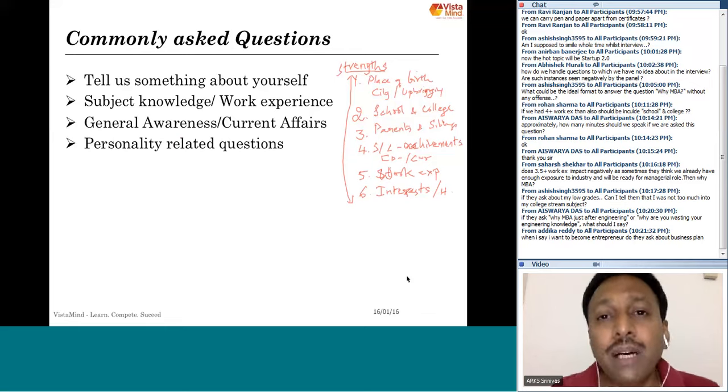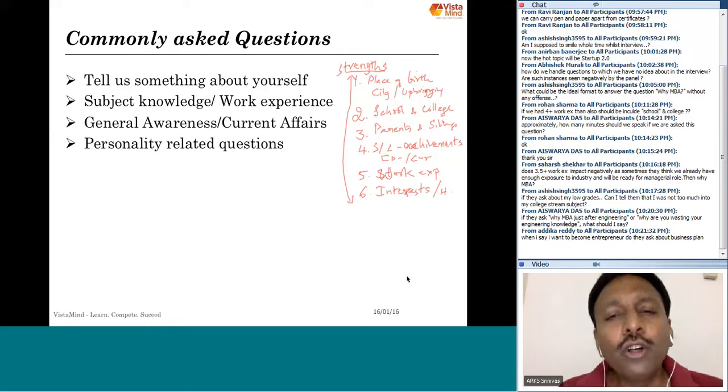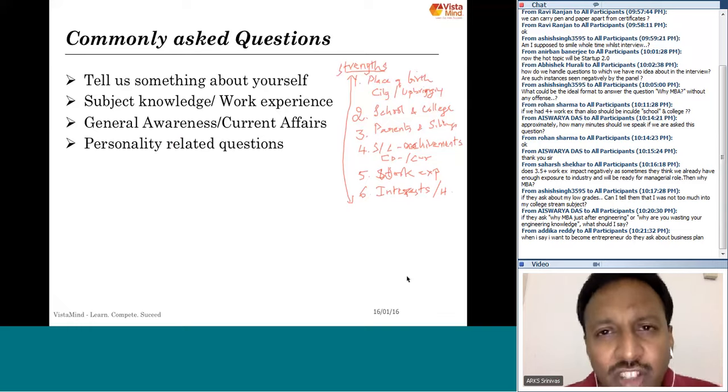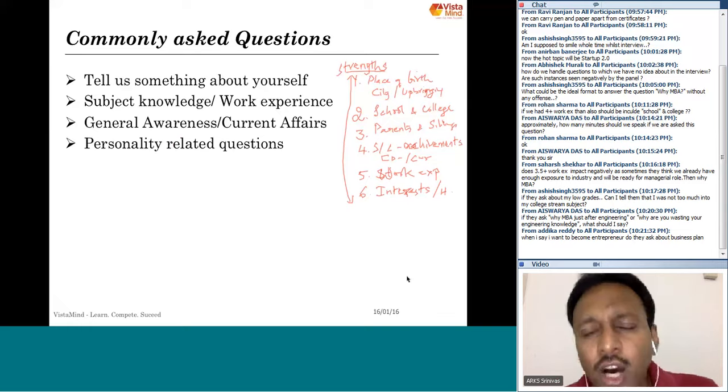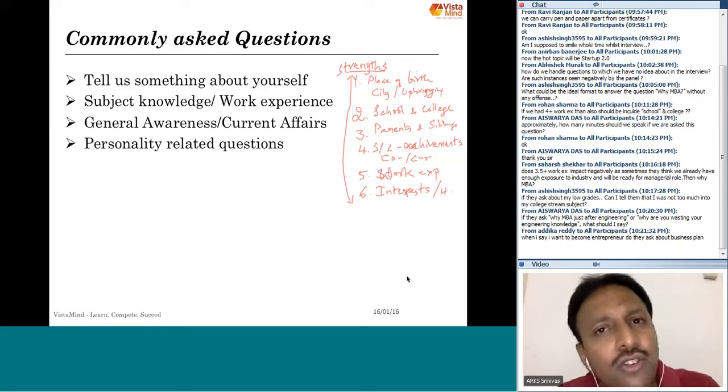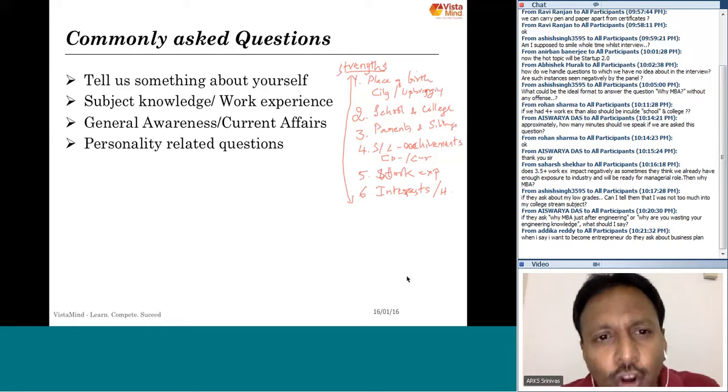Then, personality related questions. If you look at an IIM Kozhikode form, IIM Indore form, IIM Shillong form, etc., almost all of them have describe your strengths, describe your weaknesses kind of things, or describe your extracurricular activities. Why do they ask strengths and weaknesses? They want to figure out whether you're going to fit in their MBA or not. So therefore, these are very important.